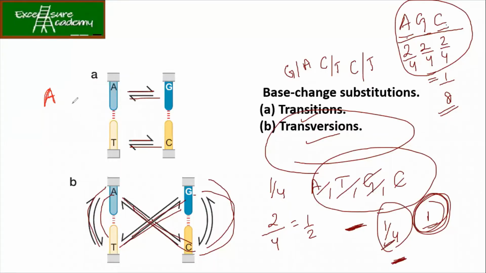Okay, now if I say that in this position A is present, now what is the probability of transversion happening in this position? So आपका आंसर क्या होना चाहिए? So you can have C or you can have T out of 4, right? So this will be 2/4, 1/2. ठीक है? Now you got it?